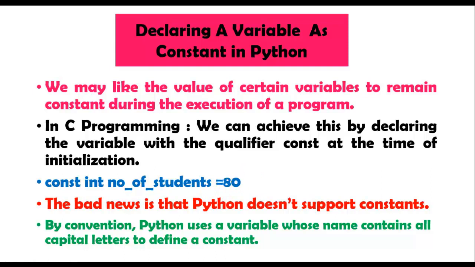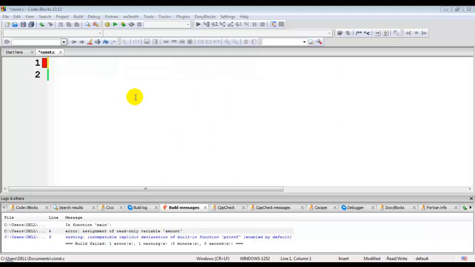The bad news is that Python doesn't support constants. By convention, Python uses a variable whose name contains all capital letters to define a constant. If the whole name contains all capital letters, it's telling the programmer that when encountering variables like this, you should not change their values. These variables are constant by convention, not by rule. So please remember, there is no predefined type for a constant in Python, but we can use some third-party libraries like pconst.